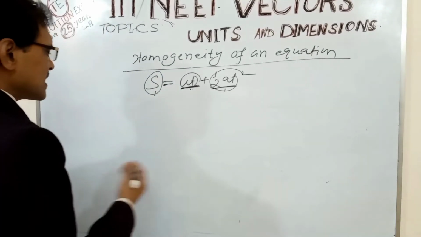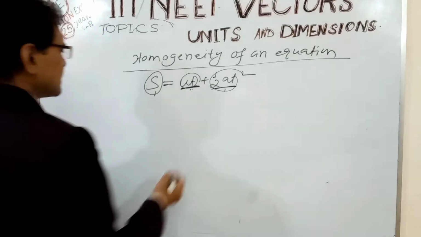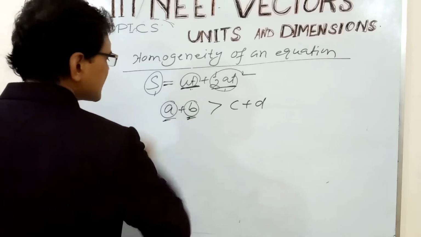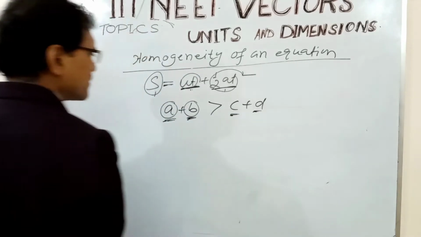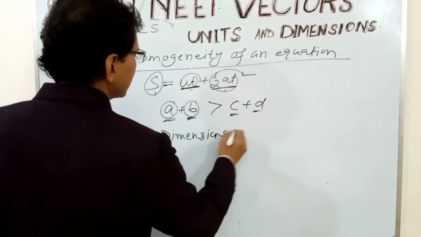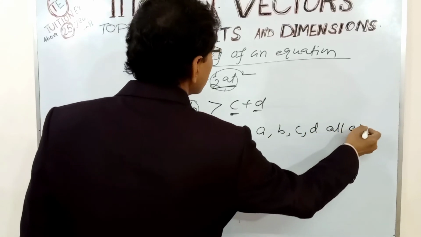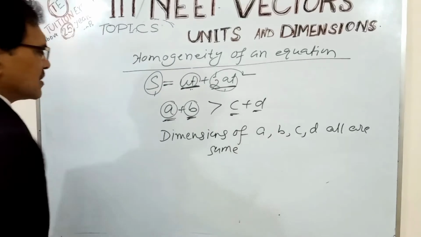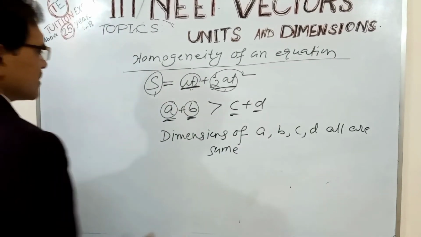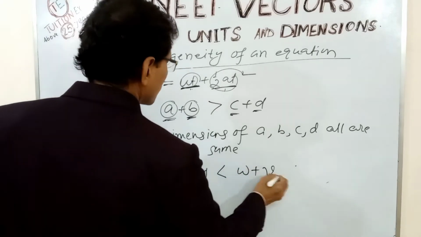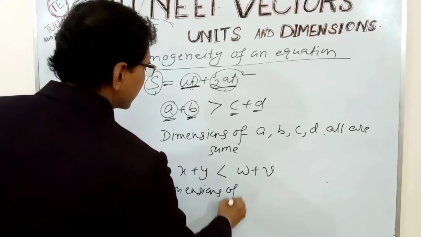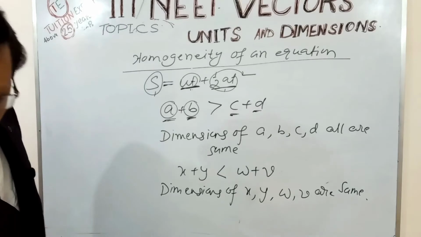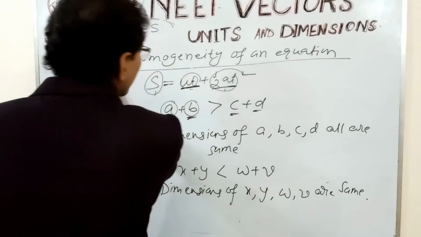If the expression has a greater than or less than inequality, suppose this is a greater than inequality, then the dimensions of A and B are the same, and the dimensions of C and D are the same. Also the dimensions of A, B, C, D all are the same. So if the expression is greater than, less than, or equal to, then the dimensions of all the quantities in the expression will be the same. So the dimensions of X, Y, W, V are the same. From that principle, we can find the dimension of an unknown.